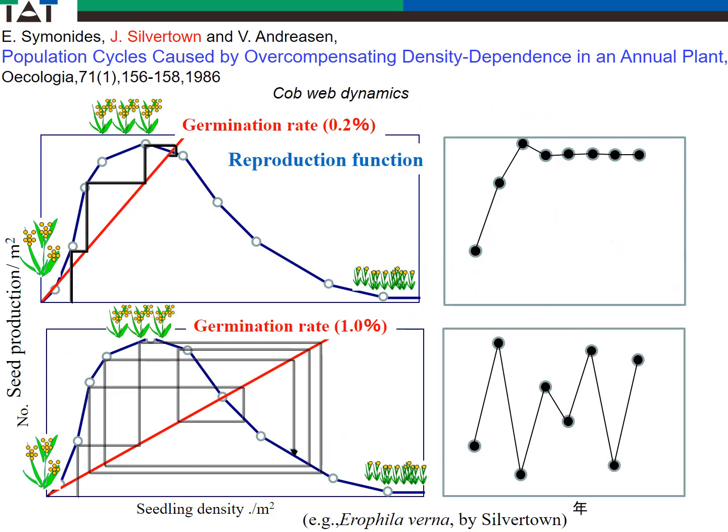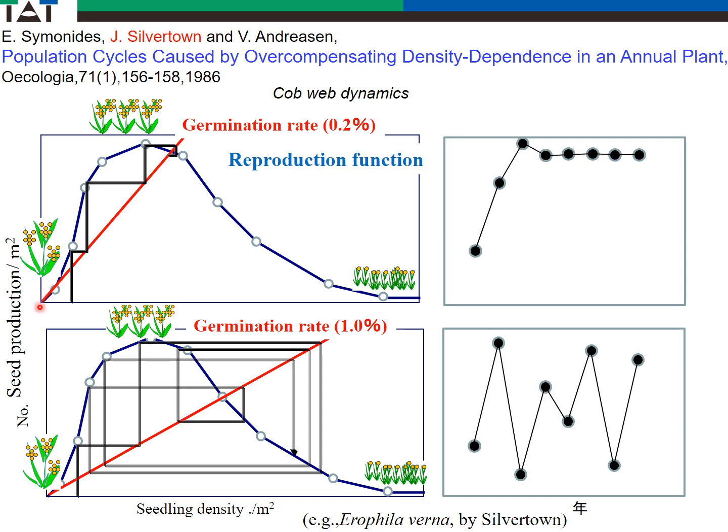That is a population cycle caused by overcompensating density dependence. It is made very simple, and this blue plot is experimentally obtained. These points are the actual data, and this is the population seed production per square meter.